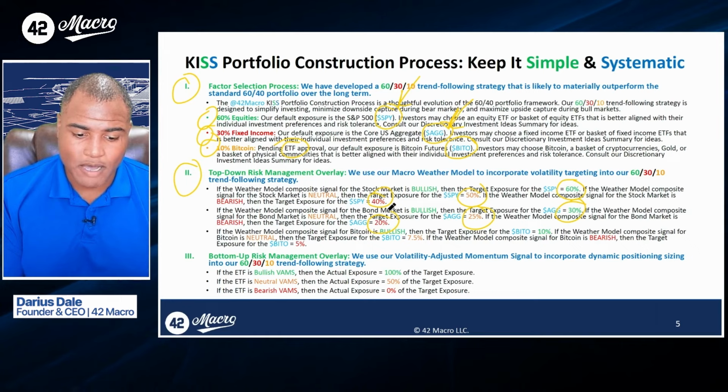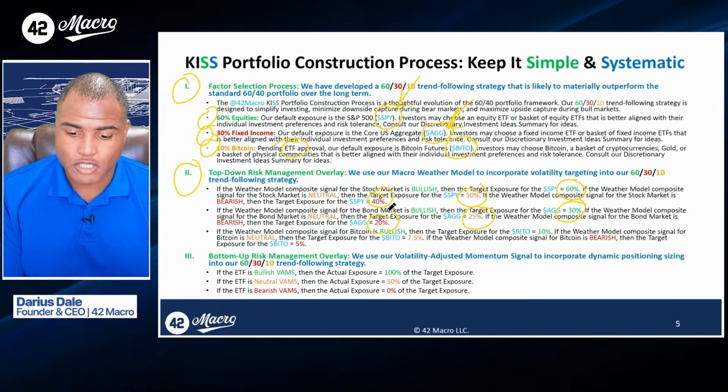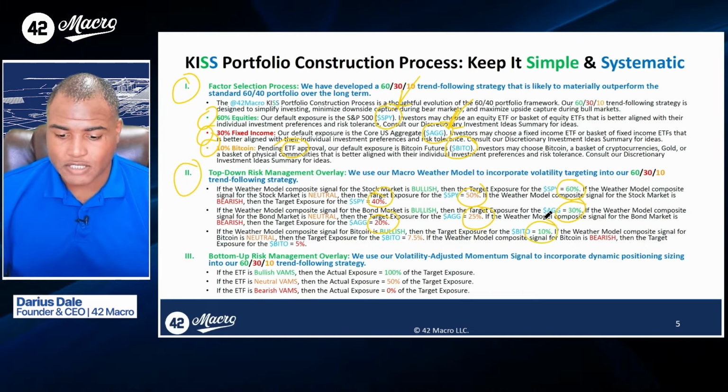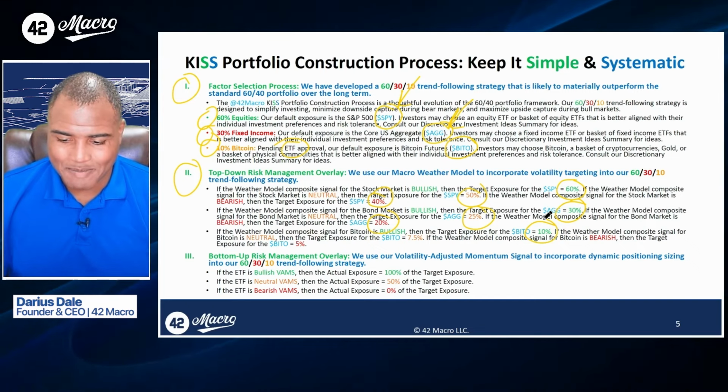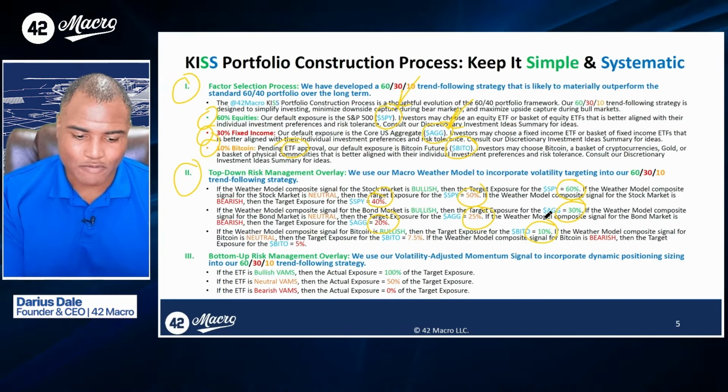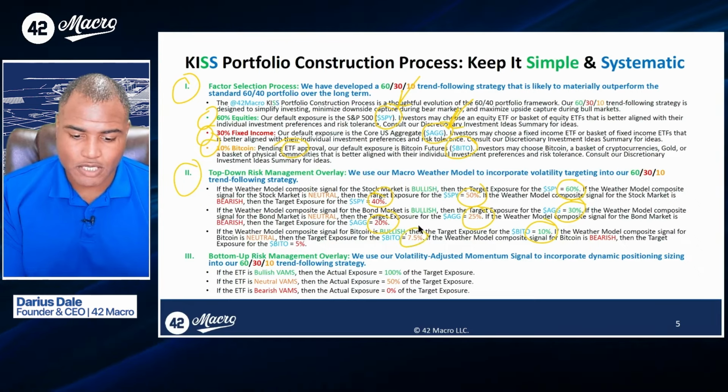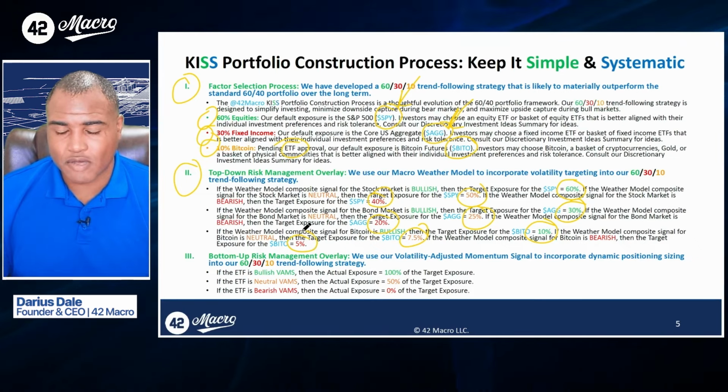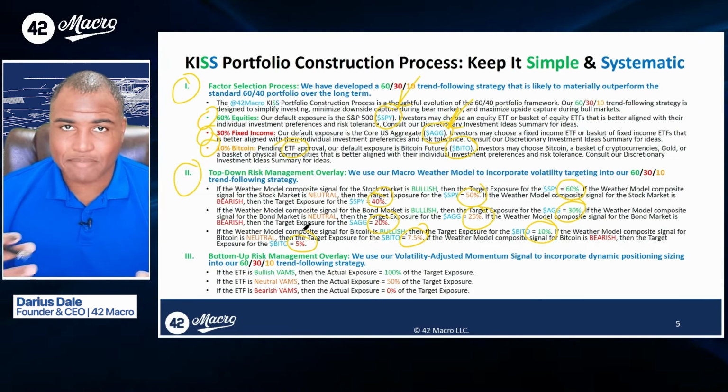We also do a similar process with Bitcoin. So if the weather model composite signal for Bitcoin is bullish, then the target exposure for BITO is 10%, or pending the Bitcoin ETF. If the weather model signal for Bitcoin is neutral, then the target exposure for BITO is 7.5%, and then we dial that down to 5% if the weather model signal for Bitcoin is bearish. And so that's the top-down risk management overlay.